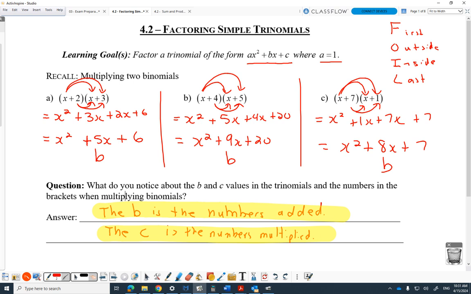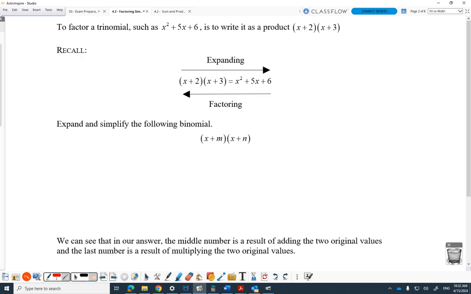All right, here we go. Now, to factor a trinomial, such as x squared plus 5x plus 6, is to write it as two binomials. We've been going from x plus 2 times x plus 3 to x squared plus 5x plus 6. But when we write it this way, it's hard to get much information out of it. If it's factored, we can get the zeros, and if we have the zeros, we can get the axis of symmetry, and then the vertex. Factored forms are way better.